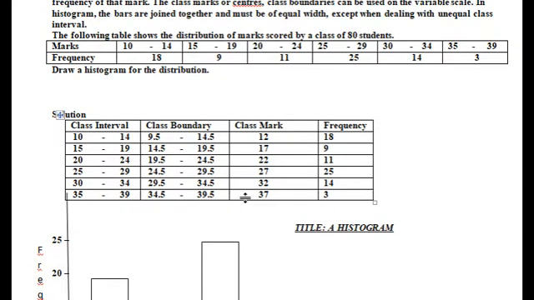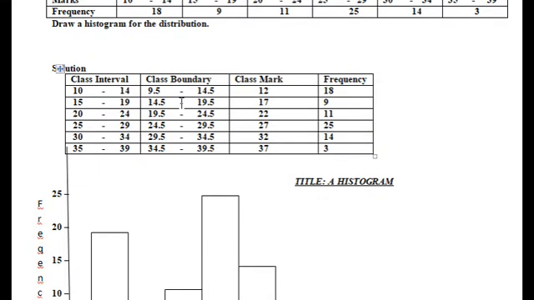Let's take one example. The following table shows the distribution of marks scored by a class of 80 students. You have the marks here. You are being given the marks in terms of class intervals, like we said in the last class. You have this range 10 to 14, 15 to 19, 20 to 24, etc. as class intervals, and we have their frequencies. Now, I have to draw a histogram for the above distribution.